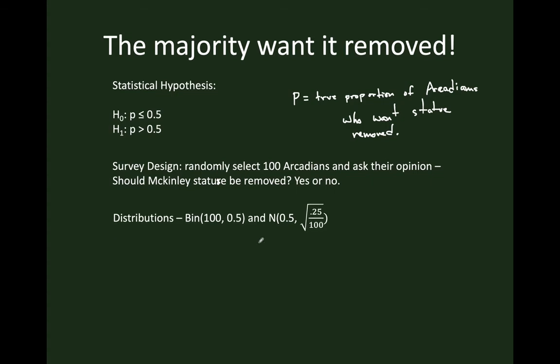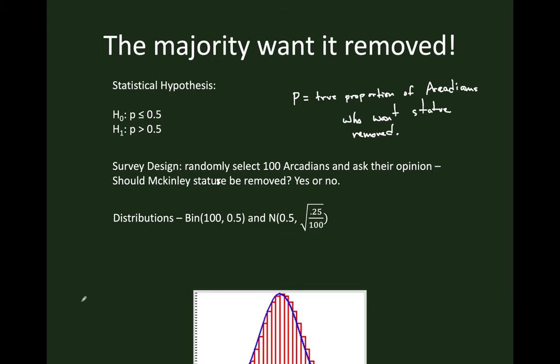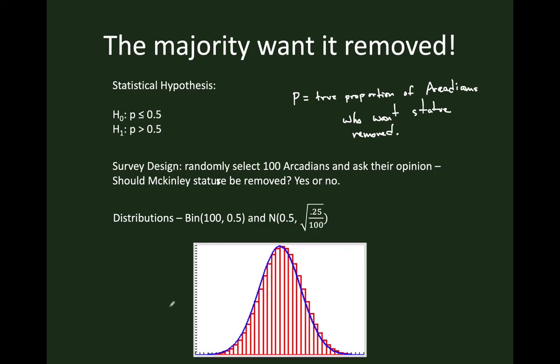Two possible distributions we could use: a binomial distribution, or a normal distribution. Let me move ahead a little bit. All right, so let's look at this picture. The binomial case is going to be the red-colored rectangles representing the probability values. And in the normal situation, it's going to be the area under the curve.